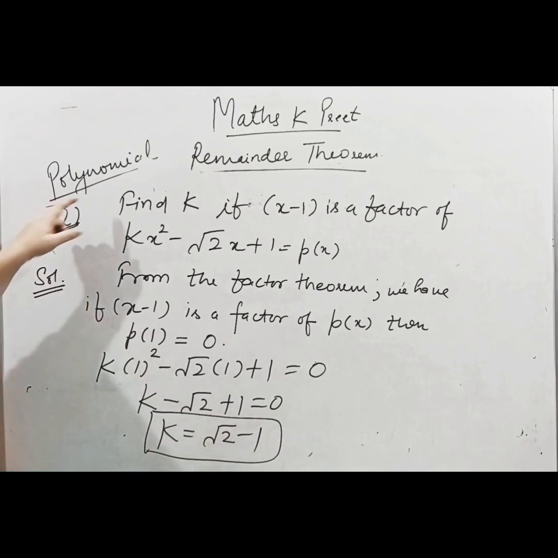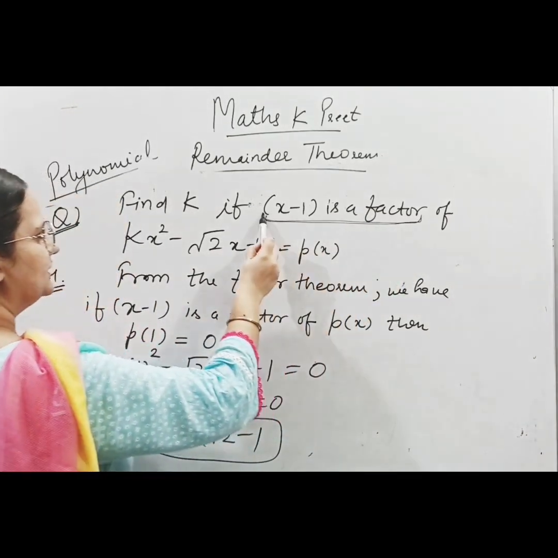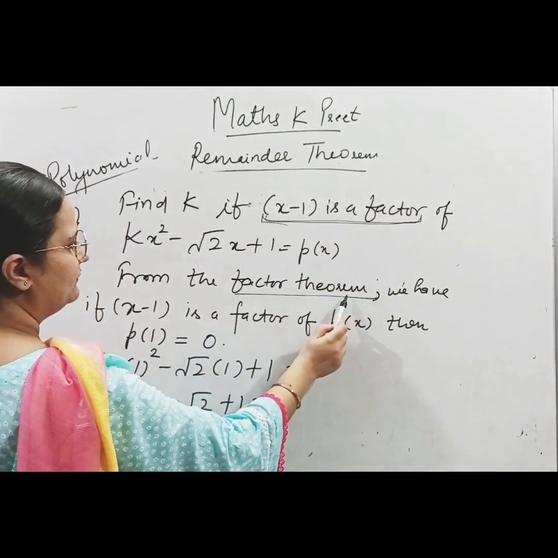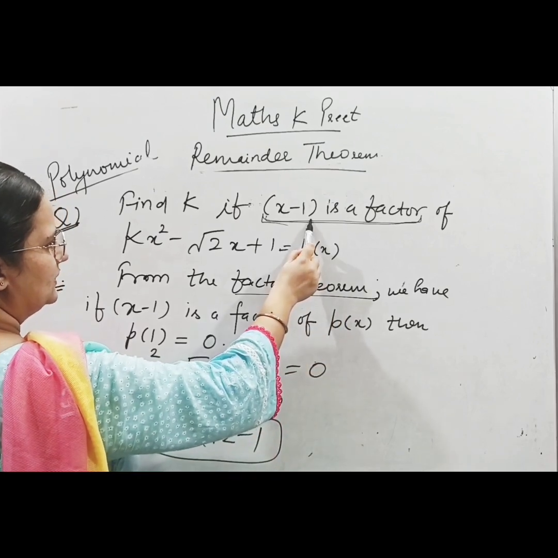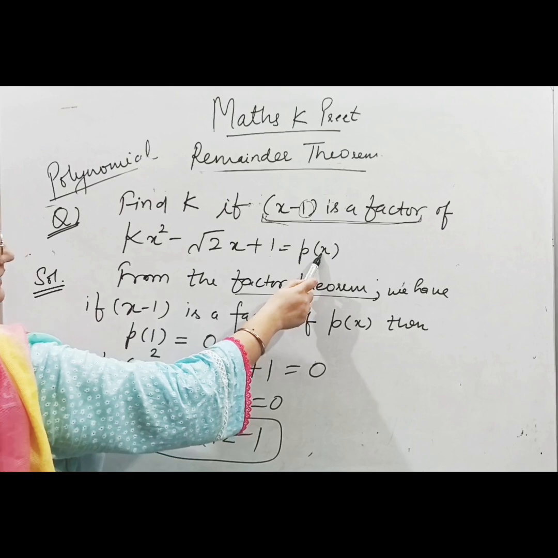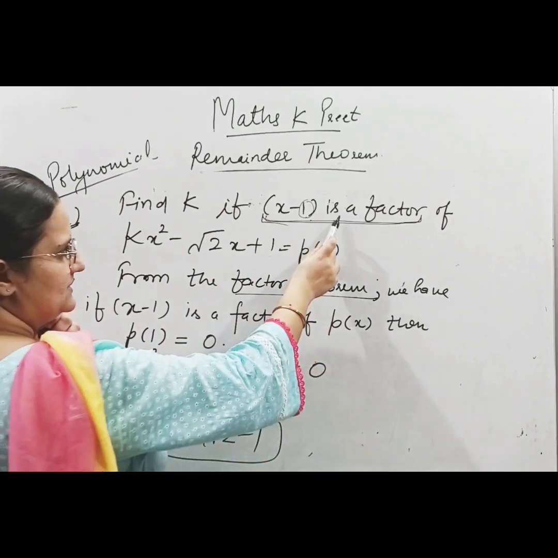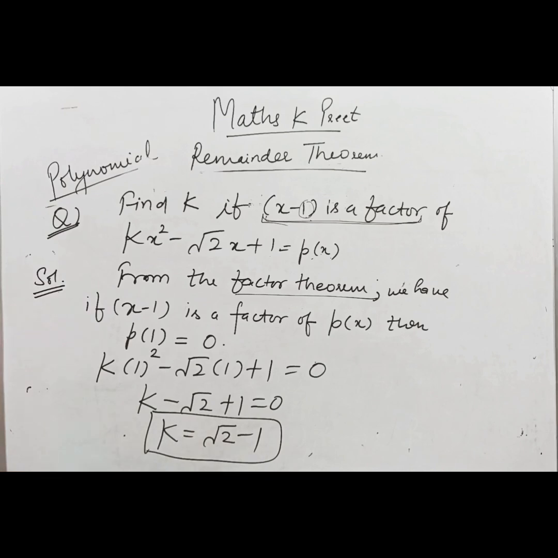This was the question. Find k if x minus 1 is a factor of this. So x minus 1 is a factor means we have to use the factor theorem here. And what the factor theorem says is, if this is a factor of some polynomial, we will put the value of this a here and this will be equal to 0. That means the remainder is 0 because this is an exact factor of the given polynomial.